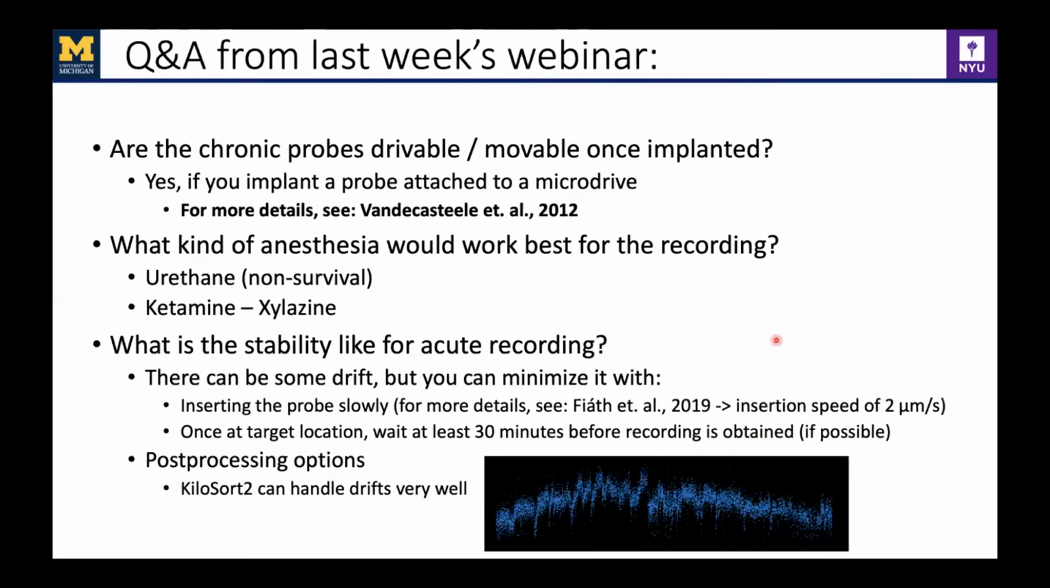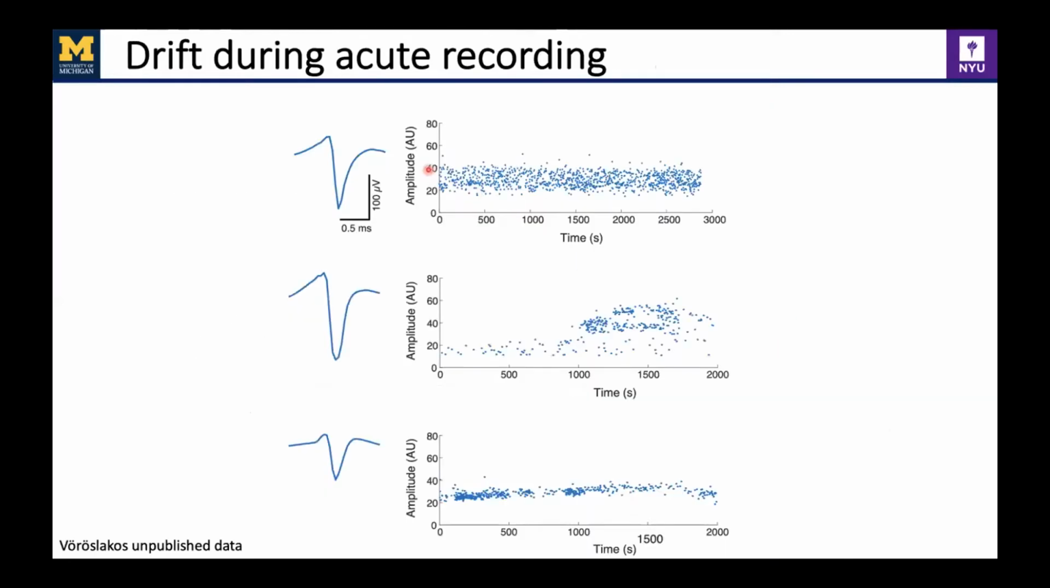But to show you some of my data collected using these optoelectrodes, here you can see the mean spike waveform and the amplitude over time. In this case, there was no drift at all. In this case, there was a sudden drift at this time point. And in this example, there is a slow drift over time. But again, you have multiple options to reduce these drifts during your recordings.